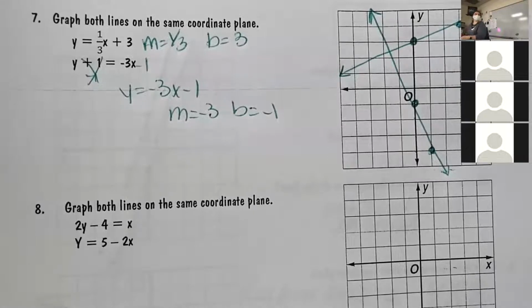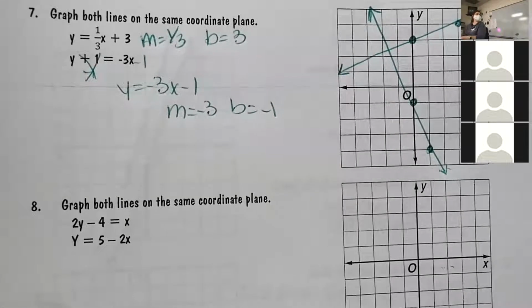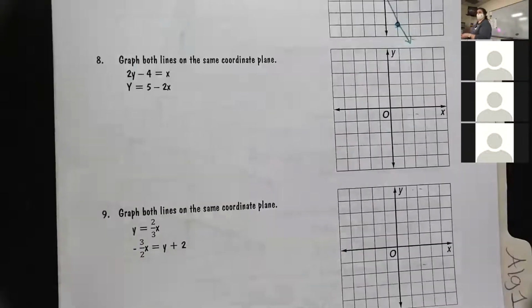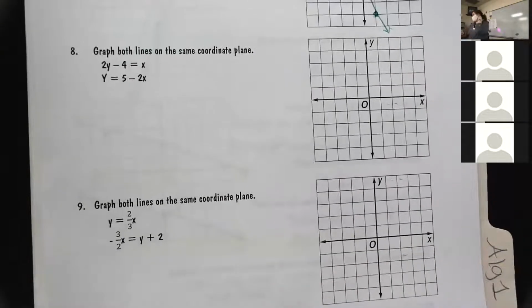Oh, I like that word. Bet you were going to use that later. Someone said perpendicular. Bet you were going to use that later. Determine whether each pair of lines is perpendicular. Ooh, you're looking ahead. I like it.